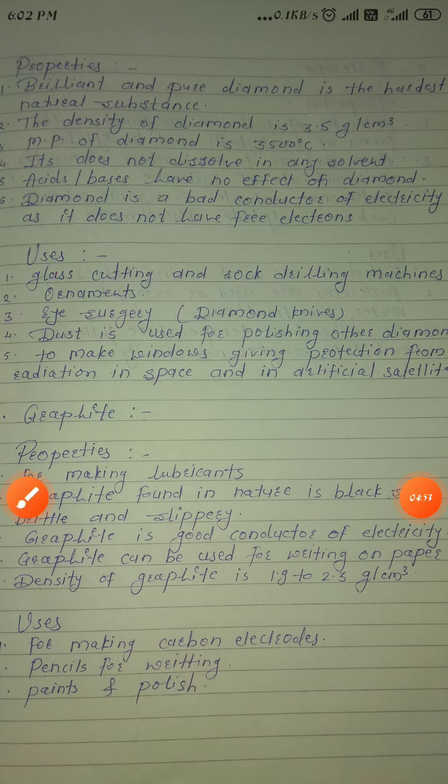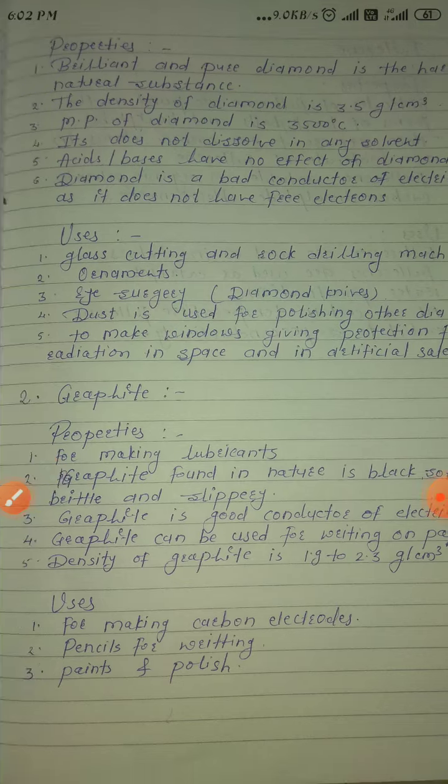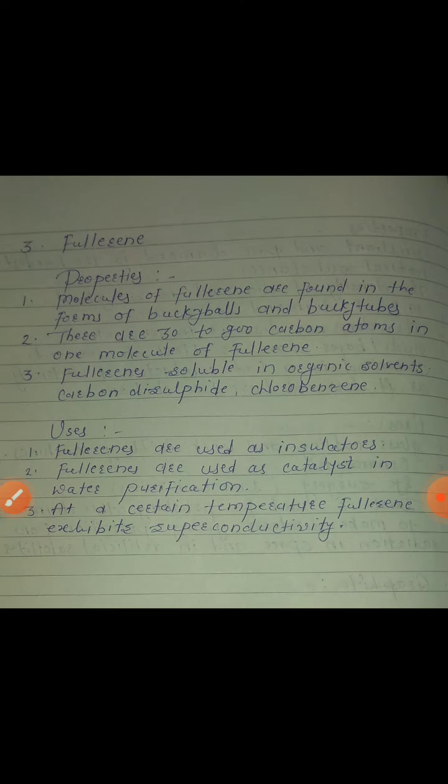Then uses. What are the uses of graphite? For making carbon electrodes, pencils for writing, then paints and polishes. These are the properties and uses of graphite. This is the second allotrope of carbon. First diamond, second graphite, then third fullerene.